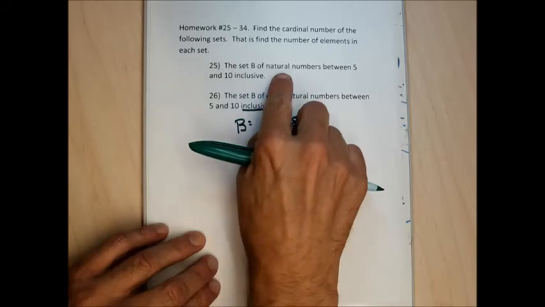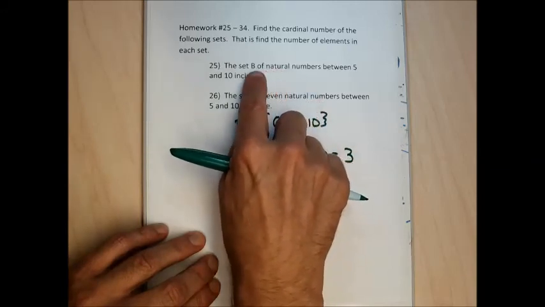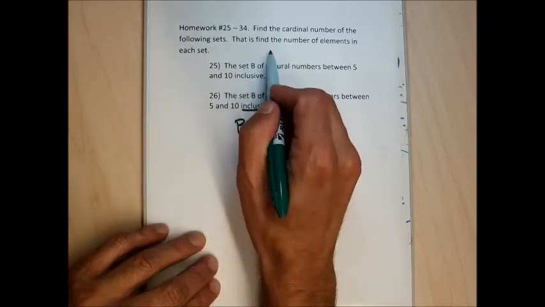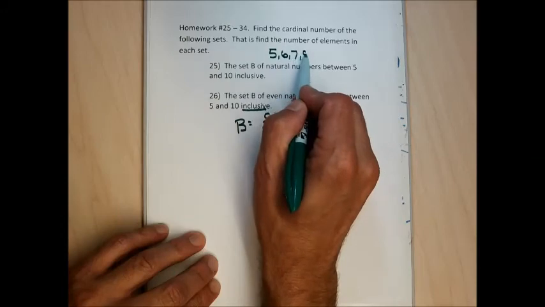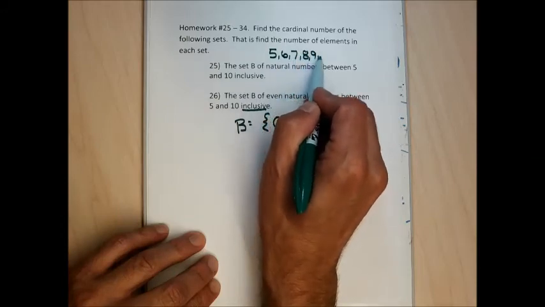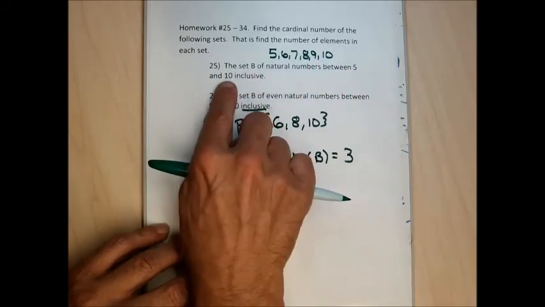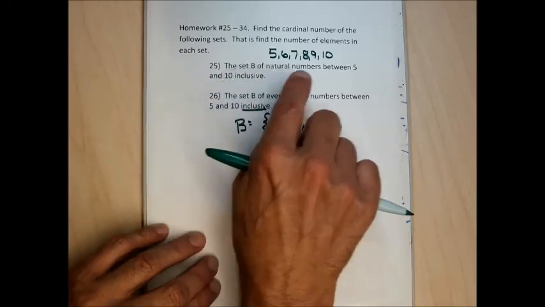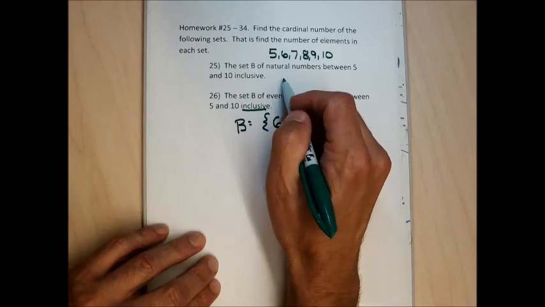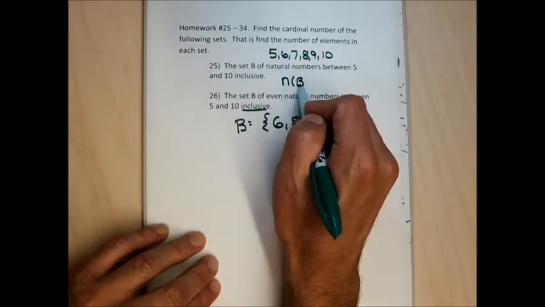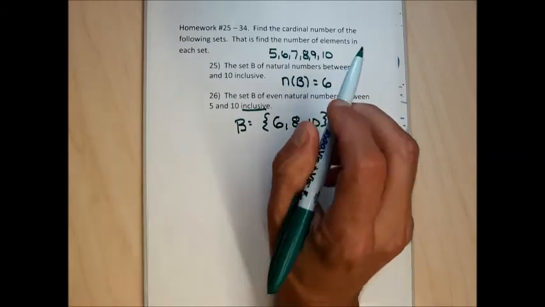For your problem 25, your set B has natural numbers between 5 and 10 inclusive. Your set B is both even and odd natural numbers between 5 and 10, including the 5 and the 10. Your answer is going to be the number of elements in that set, because that's what the set is composed of. The number of elements in your set B is going to be 6.